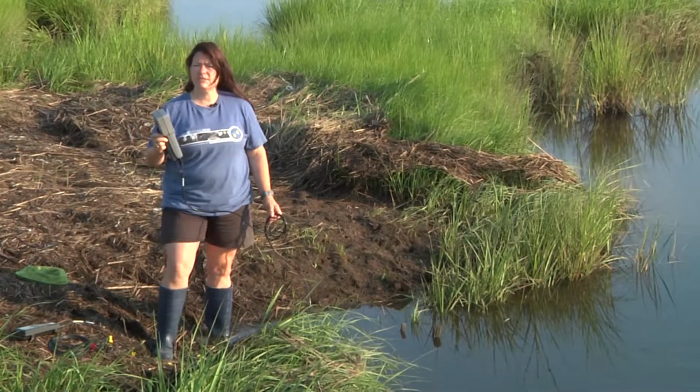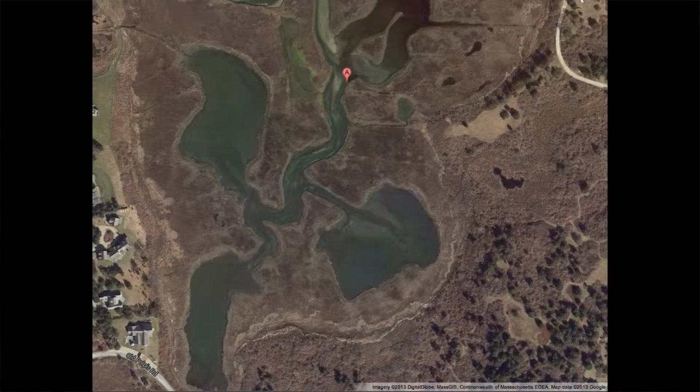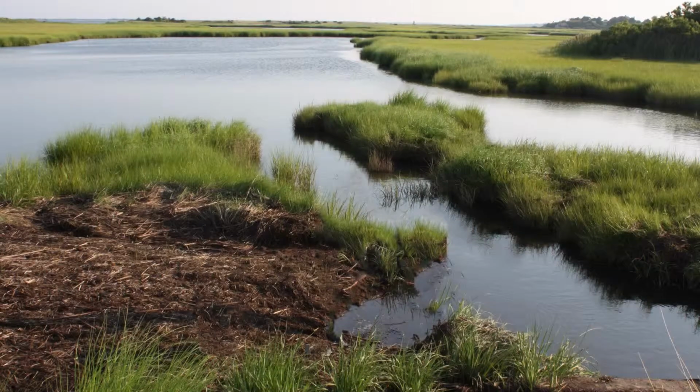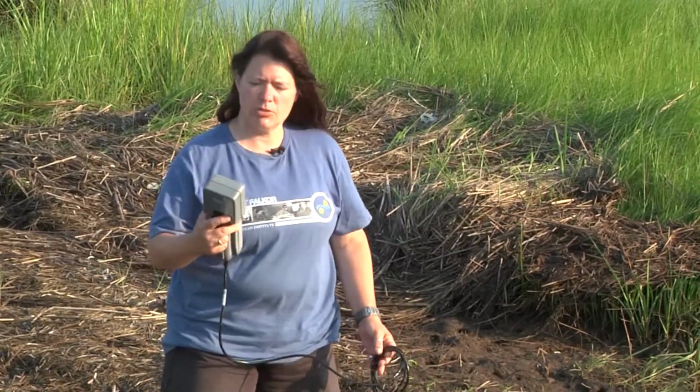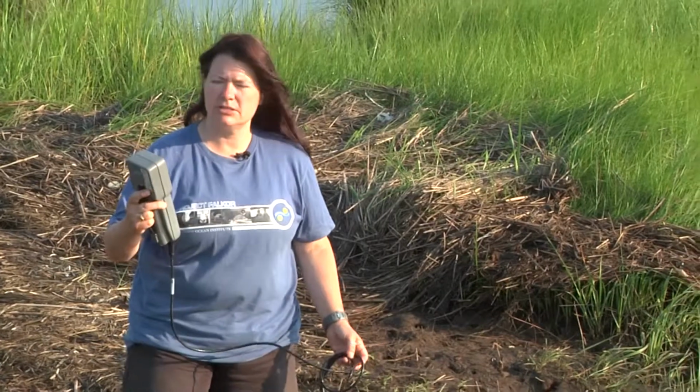Folgers Marsh is a 17-acre salt marsh that's in very good shape. Salt marshes have a freshwater input, and that's exactly where we're at. There's a cattail marsh across the street, and where I'm standing is where freshwater, which is water that's not salty, comes into the marsh. So the salinity here is about 8.8 parts per thousand.